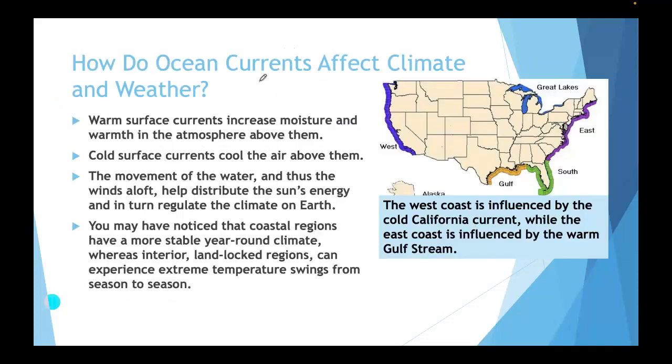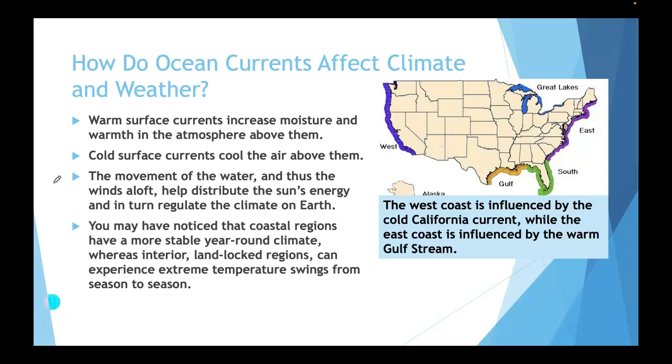All right, our last topic is, how do ocean currents affect climate and weather? Well, we have warm surface currents that increase moisture and warmth in the atmosphere above them, and cold surface currents cool the air above them, and the movement of water and thus the winds aloft help distribute the sun's energy and in turn regulate the climate on Earth.